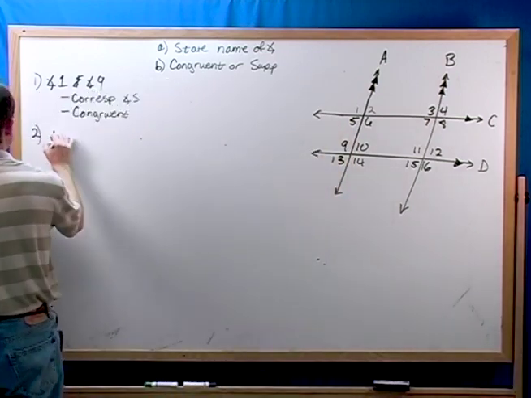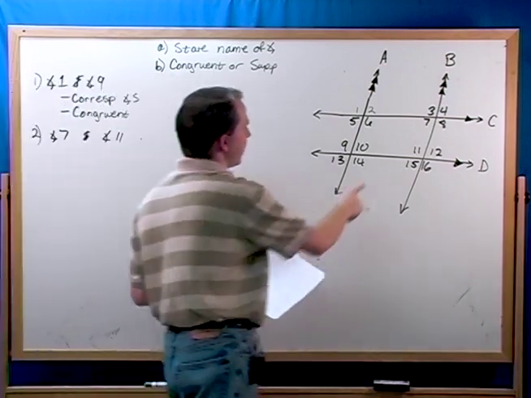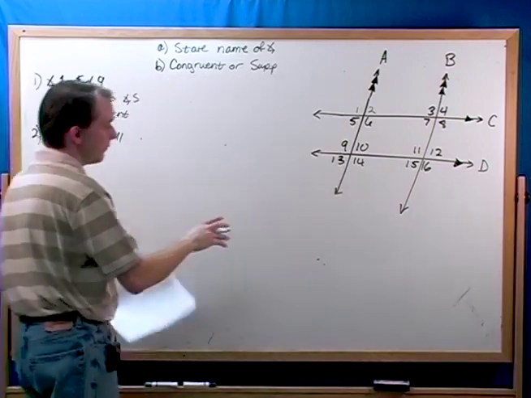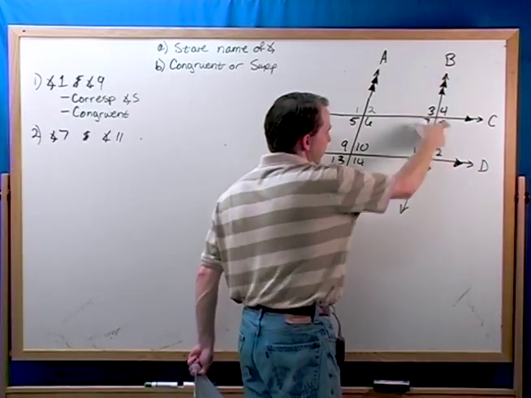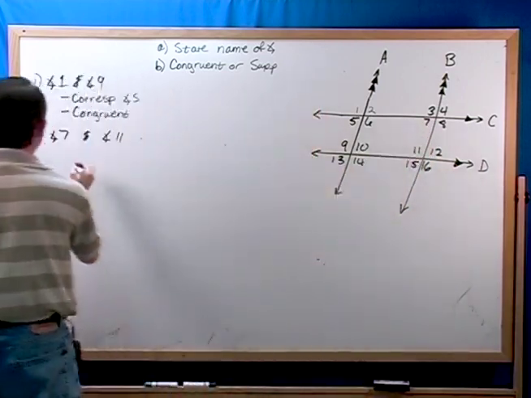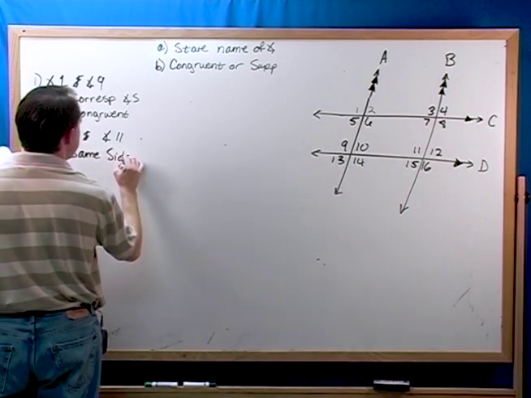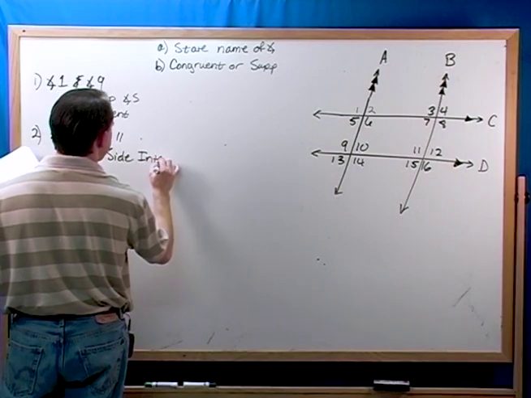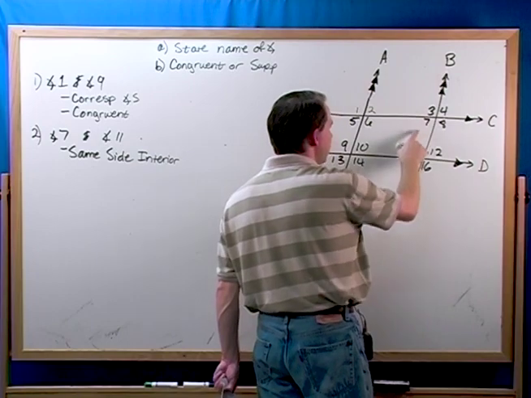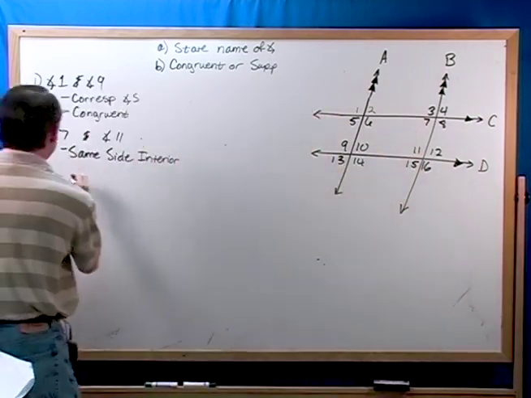Okay. Angle 7 and angle 11. Here's angle 7, here's angle 11. What kind of angles are they? Well, they're both interior angles because they're interior to these two lines, and they're on the same side of the transversal here, so they're same side interior angles. So they're same side interior. Okay, now from your theorem back in the previous section, same side interior angles are supplementary, which means they add up to 180 degrees. So they're supplementary.